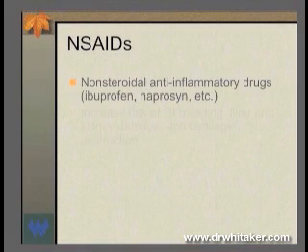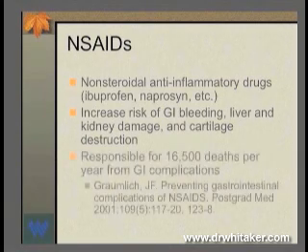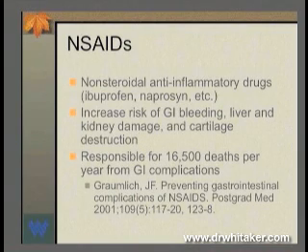Now, these drugs increase the risk of GI bleeding, liver and kidney damage, and they actually accelerate cartilage destruction, the cushions inside the joints, over time, which brings on this bone-on-bone arthritis, which we call osteoarthritis. These drugs are responsible for about 16,500 deaths per year. That's deaths from GI complications.